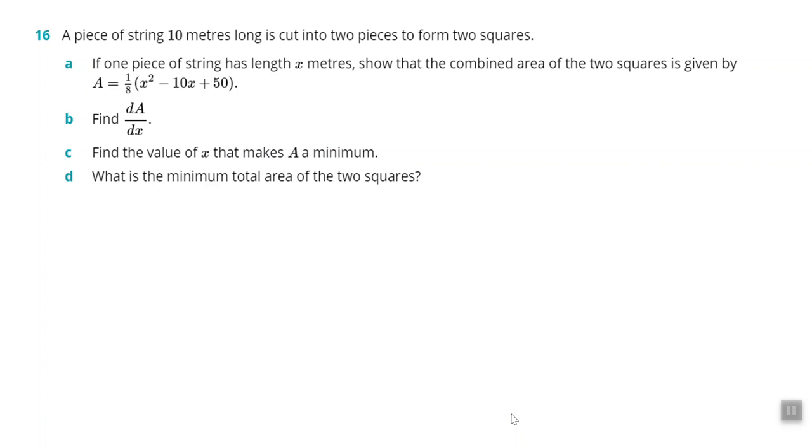This is for Year 11 Methods. We can look at question 16 from exercise 18E. A piece of string 10 meters long is cut into two pieces to form two squares.